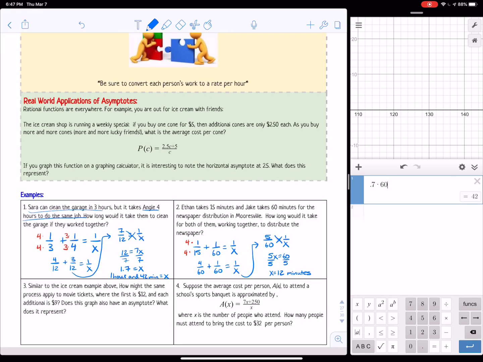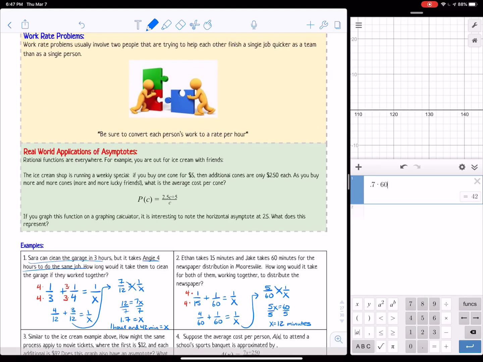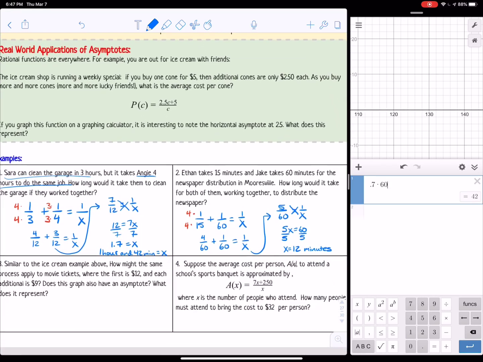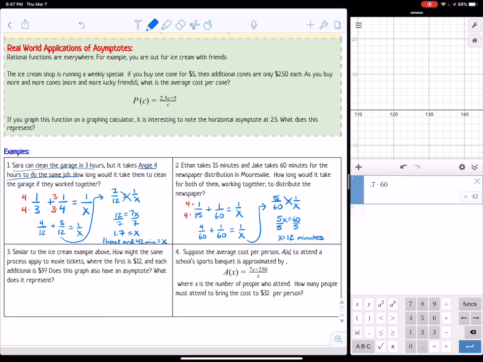Let's look at another type of rational application. I call this the real-world application of asymptotes. Rational functions are actually in our everyday life more than we might think. So this example might help you think of a scenario where you've seen them, but you didn't know that's what they were. If you were at an ice cream shop and they are running a weekly special that, let's say you buy one cone for $5 and then additional cones are only $2.50 each, so they're half price.